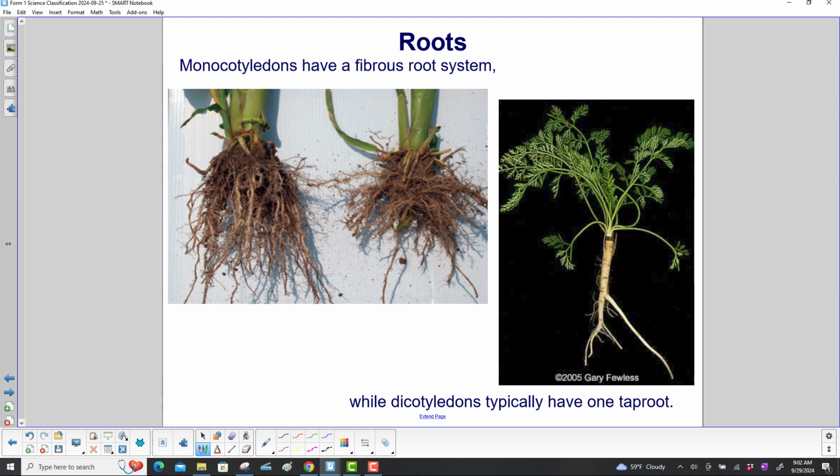Monocotyledons have a fibrous root system, while dicotyledons typically have 1 taproot. So here's our fibrous roots here. And here, right there, is the taproot.